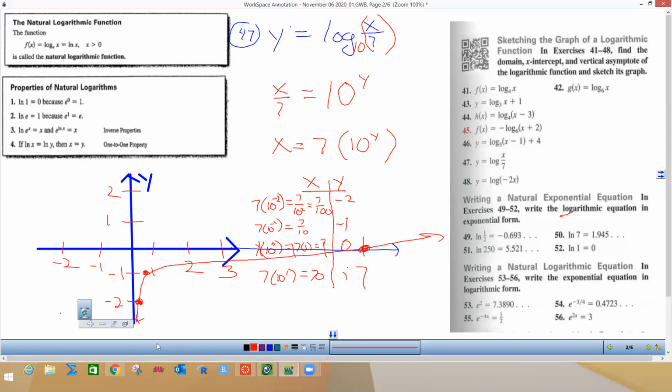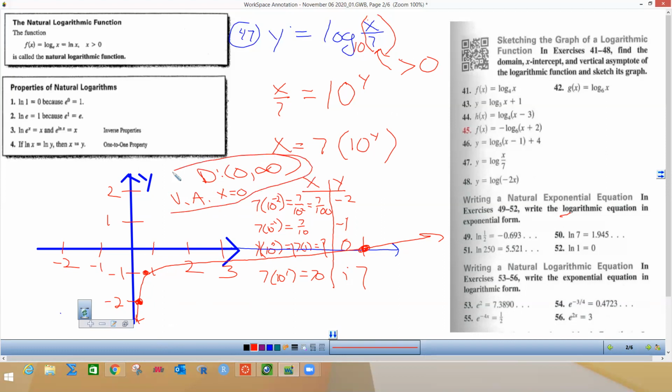So there's my graph. Now, like always, everything that goes in here has to be greater than 0. You cannot take the log of a negative number or 0. If you check on your calculator, it will say error if you hit the log button and put in anything other than that. So my domain is 0 to infinity, and I have a vertical asymptote, which is usually the y-axis, x equals 0.